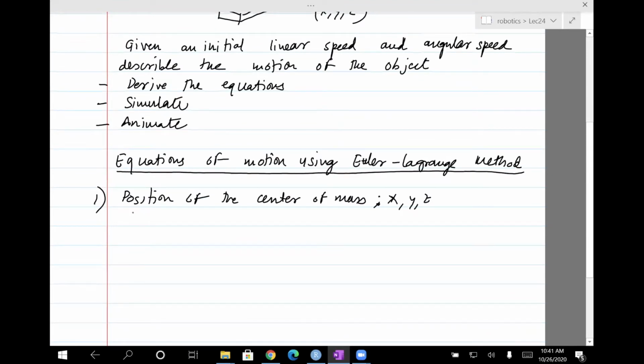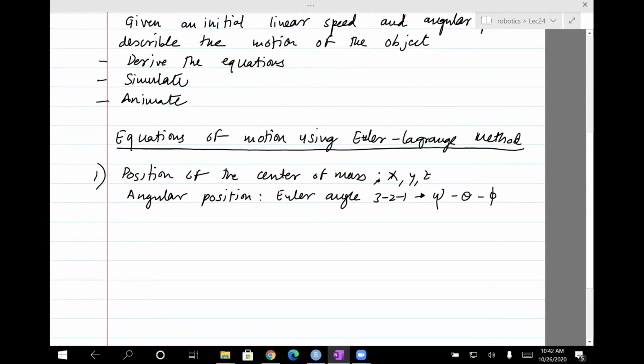Then we also need the angular position. For the angular position, we had only theta for say a 2-link manipulator or a 1-link manipulator, but for this one we have all 3 rotations. So let's just use the Euler 3-2-1 rotation, which is basically psi about z, then theta about y, and then phi about x. So let's just write it that way.